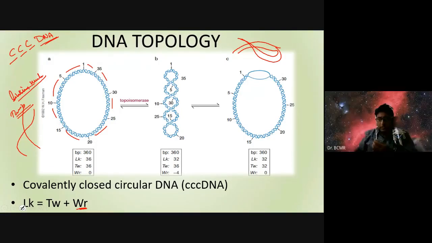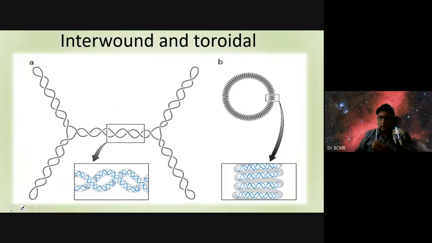There are two different types. I used to have a different one, and I'm unable to have it. So there are two different types. You can see it here, interwound and toroidal. I'm just increasing, and some structure is forming, and that structure is interwound type.